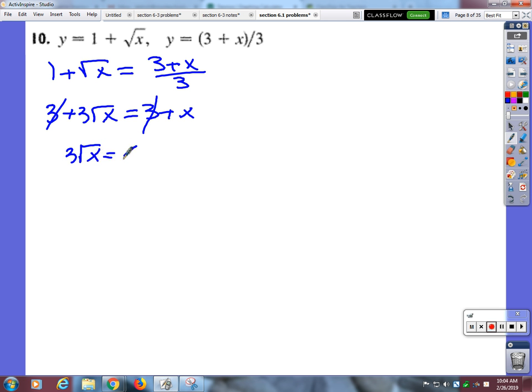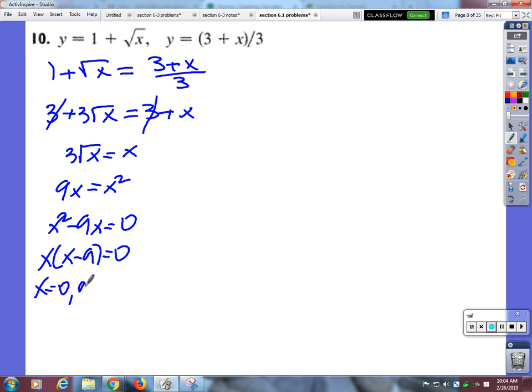So I can divide by 3 and then square, or I can square first. If you squared off the bat, I'm pretty sure you got it wrong. So 3 squared is 9, square root of x squared is x. So since I'm solving a quadratic, I have to get it equal to 0. Factor out an x. My answers are 0 and 9. Alright, so antiderivative of 0 to 9.